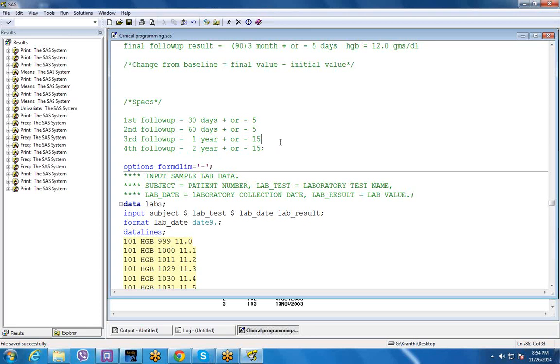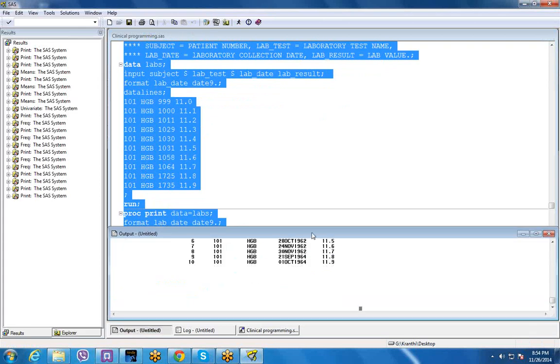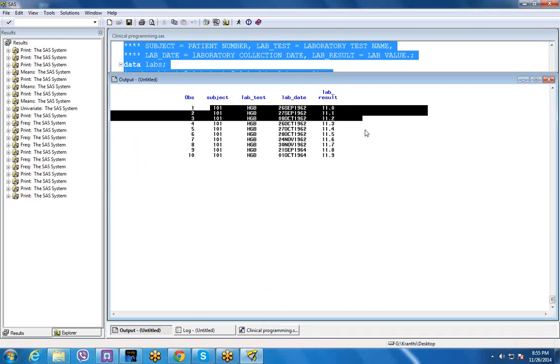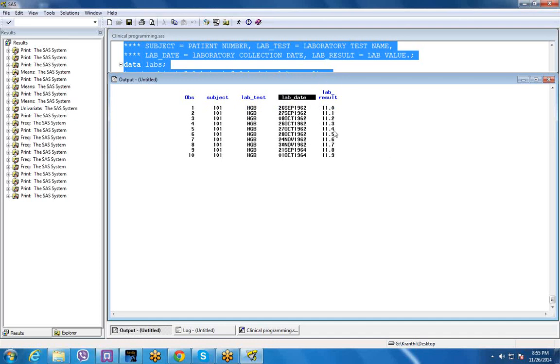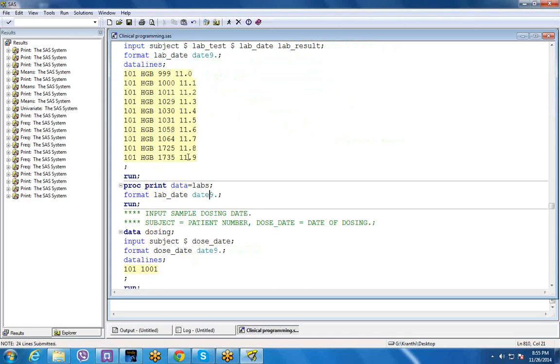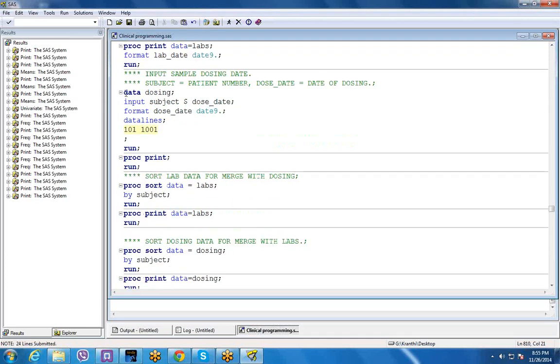Now, this is the data we have. This is one patient's data: the results on different dates, lab date, lab test, and lab result. We kept it in ascending order. Lab date wise we sorted. See, sorted by lab date. And then this is the dose giving date.